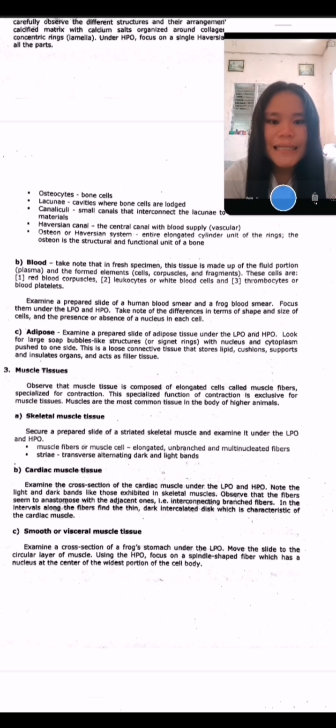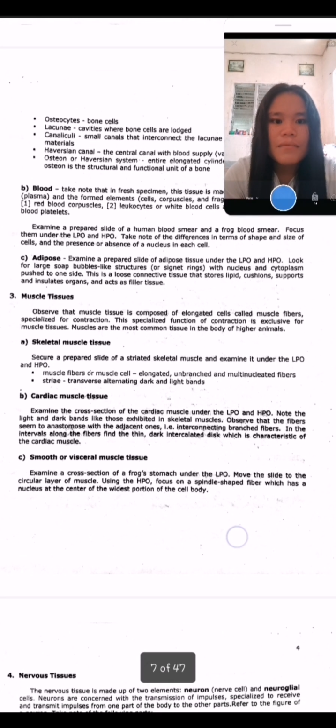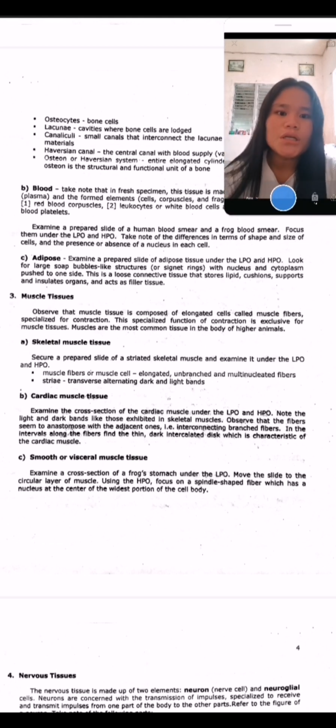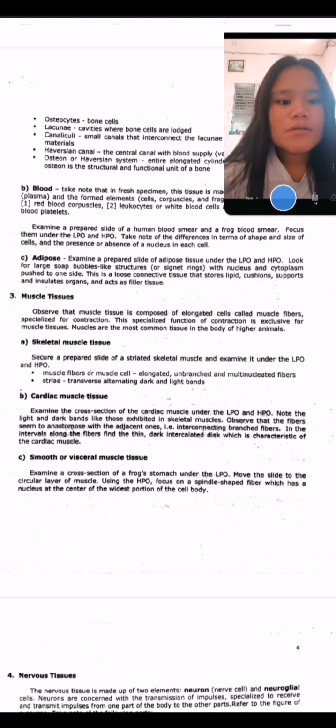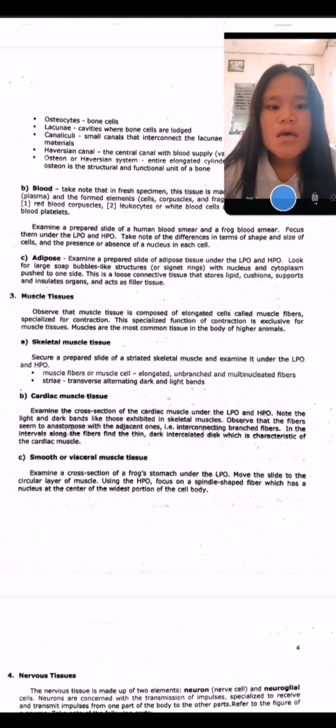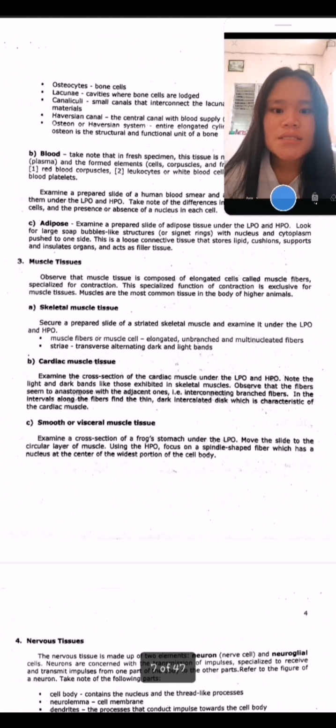Now, A. So, skeletal muscle tissue. Secure a prepared slide of striated skeletal muscle, elongated cells or muscle fibers. So, this is skeletal muscle tissue. Under the LPO and HPO, muscle fibers or muscle cells are elongated, branched, and multinucleated fibers. You will see dark and light bands.